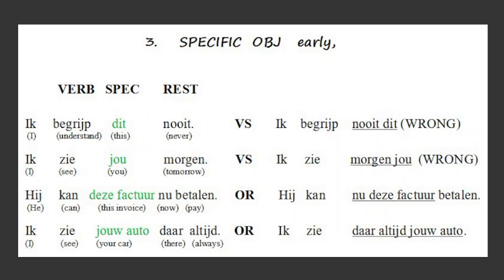If you have a combination of words referring to a specified object or person, you may expect more flexibility, however, as in the last 2 examples. Hij kan deze factuur nu betalen, or hij kan nu deze factuur betalen. And ik zie jouw auto daar altijd, or ik zie daar altijd jouw auto.